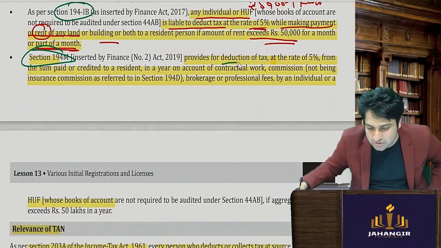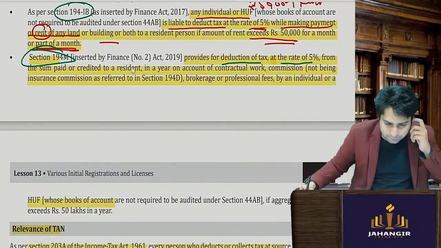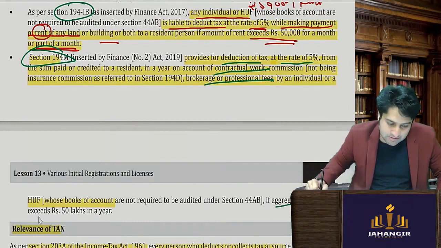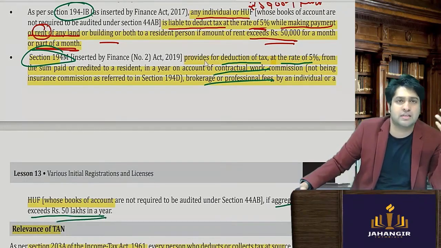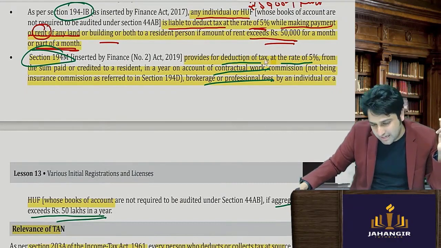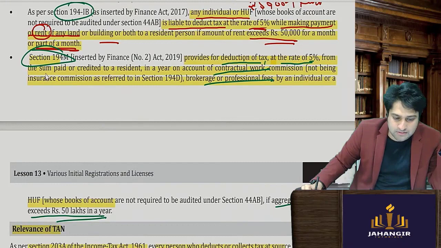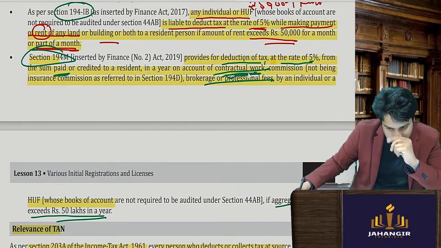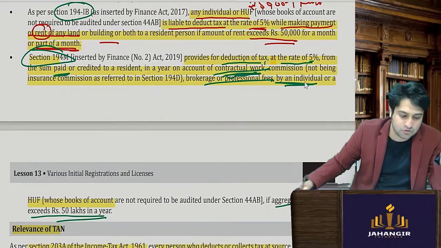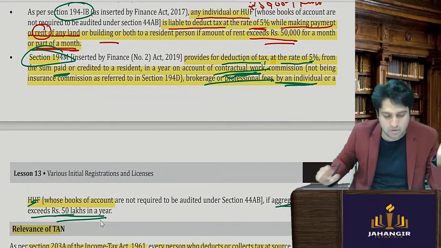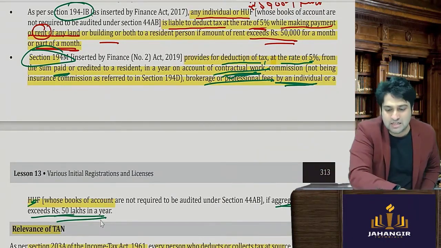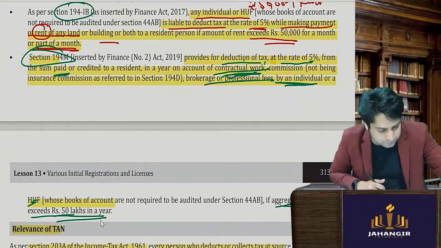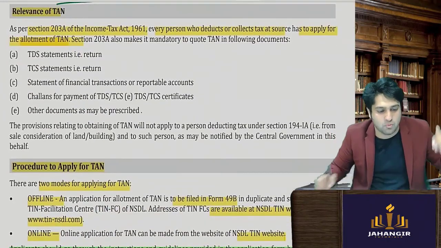It provides for deduction of tax at a rate of 5% for a sum, whenever we're giving any of this amount, if the aggregate of such sum exceeds 50 lakh rupees. Again, this is all TDS related. It provides for deduction of tax at a rate of 5% from the sum paid in a year on account of any contractual work done or professional fees by an individual or a HUF in aggregate of. So whenever a company is making these payments of 50 lakh rupees or 50,000 rupees as rent, they will have to deduct TDS. Okay. Now coming to the relevance of TAN. What is the relevance of TAN?